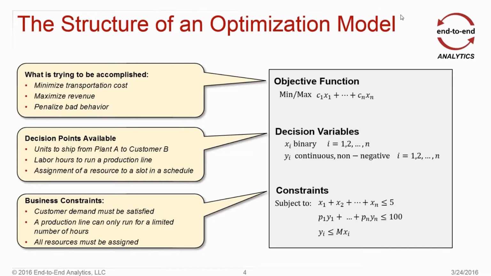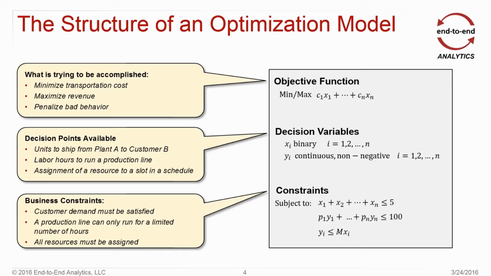Just so we can all level set, most of us on the call have seen what an optimization model is before, but I want to cover it and how it relates to building a business case. An optimization model essentially consists of three parts. There's an objective function, and you can think of the objective function as: what are you trying to accomplish? Are we trying to minimize transportation costs? Are we trying to maximize revenue? Are we trying to penalize bad behavior? You certainly could come up with a variety of other objective functions that may come into play depending on what scenario you're looking at, but you could really think of this as our goal.